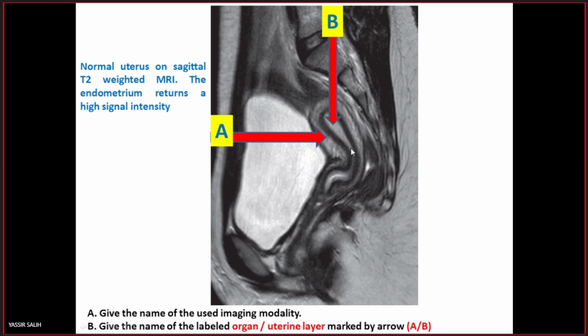Again, give the name of the organ marked as B. Endometrium. Uterus. Uterus. Give the name of the layer marked as A. Myometrium. Yes, and the uterine layer marked as P is endometrium. Remember that the endometrium is always hyperintense in T2. The endometrium will be hyperintense.